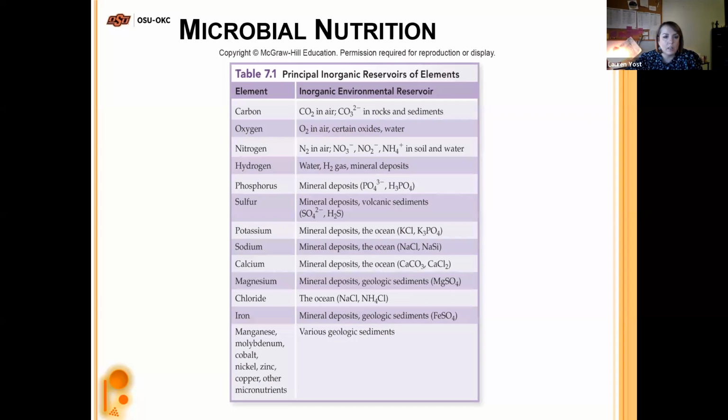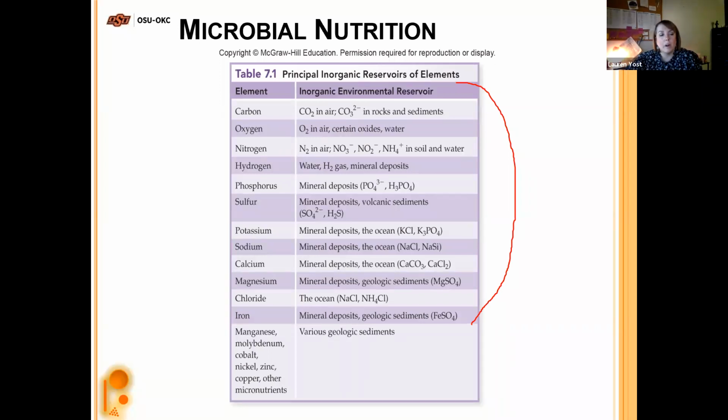So this is basically the types of chemicals that an organism is going to need in order to survive. Carbon, oxygen, nitrogen, hydrogen, phosphorus, sulfur, potassium, sodium, calcium, magnesium, chloride, iron, and manganese, molybdenum, cobalt, whatever, trace elements. And where would they come from? Originally, these are their inorganic reservoirs. So they have to come from an inorganic place in order to get moved into the organic places. That's the important thing to remember here.